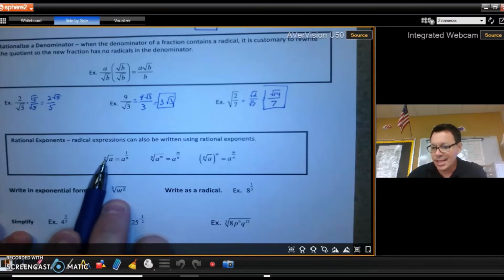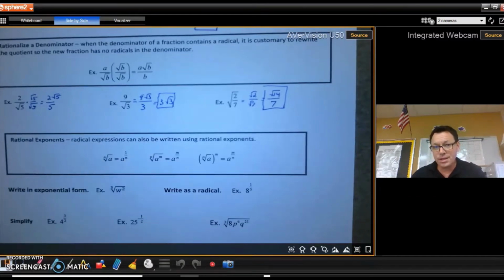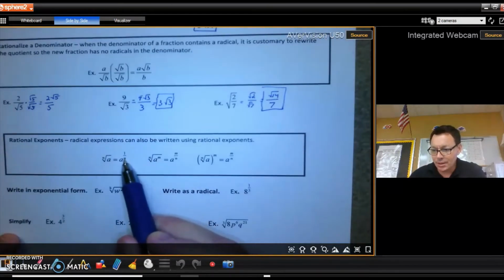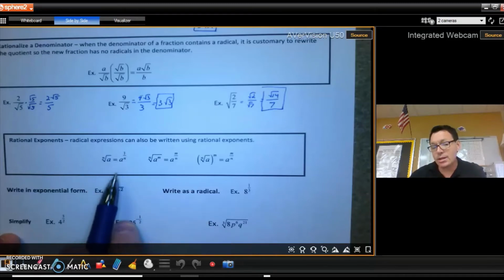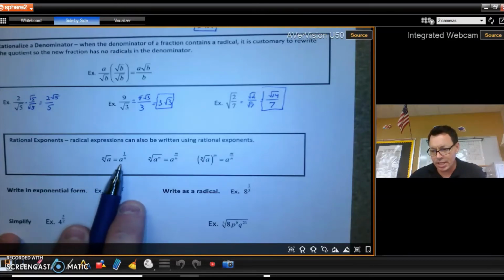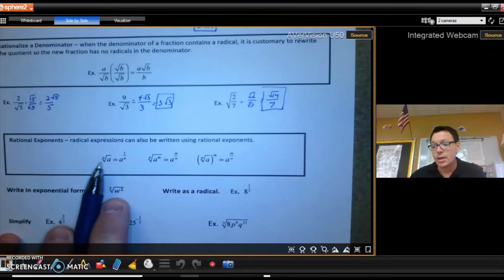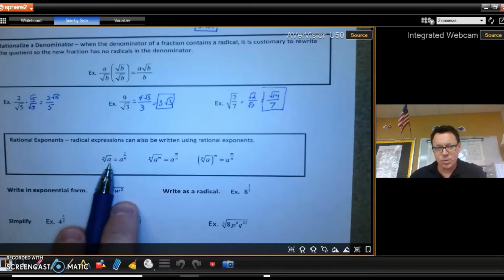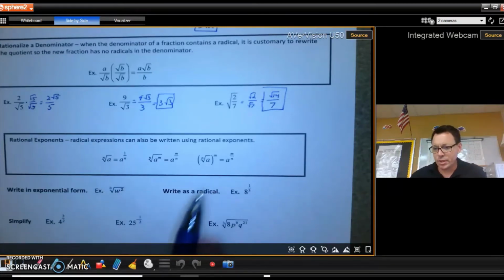So notice that the index, again, normally it's a square root, and you won't see an index there. We just know that it's a square root. But that index is the denominator of that exponent. Okay, so this is the connection. And the most important thing for right now is that you can go back and forth between these. If I give you a radical, can you turn it into a rational exponent? And if I give you a rational exponent, can you turn it into a radical? A lot of times you want to do that so it'll make a little bit more sense to you. So like some examples we're going to do down here.